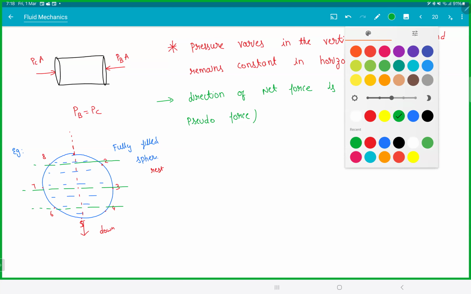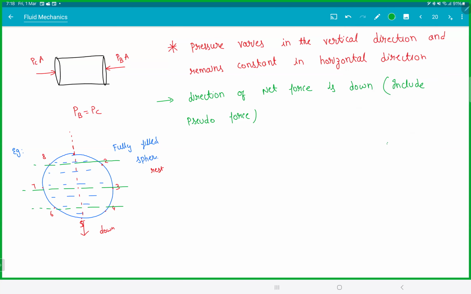So which point has the highest pressure here? P5. Then P4 and P6 are equal. Then P3 and P7 are equal. Then P2 and P8 are equal. Then P1. The difference in pressure P5 minus P1 is rho g times depth, which is 2R.